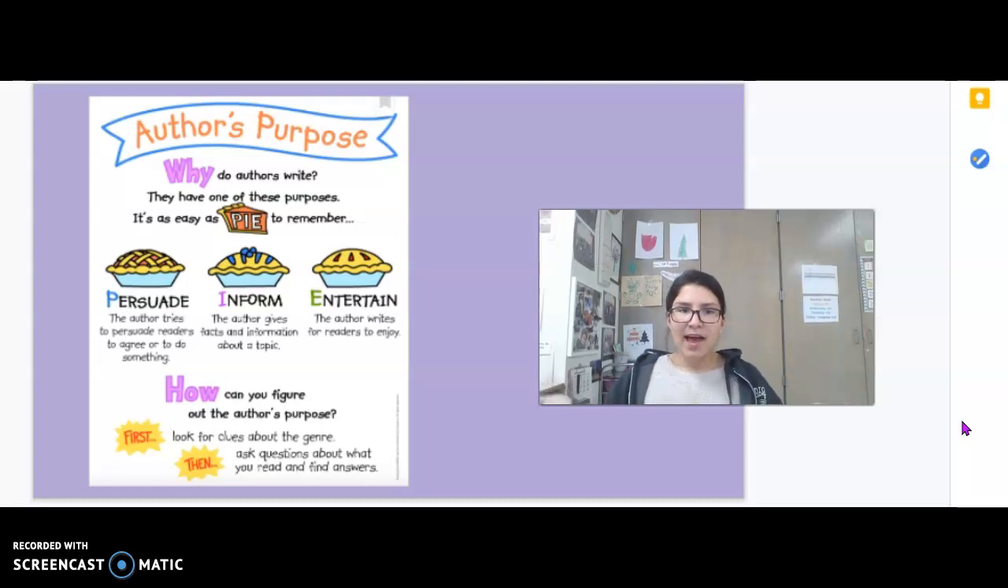Okay, so how can you figure out the author's purpose when you come across a book? Well, first, look for clues about the genre. Genre: is it fiction, nonfiction? What kind of genre is it? Because if it's fiction, the story's made up. The author probably wrote the story to entertain you. And if the story is nonfiction, meaning you're going to be given facts and real information about a topic, then the author probably wrote the story to inform you. So then ask yourself different questions about what you read and find the answers.